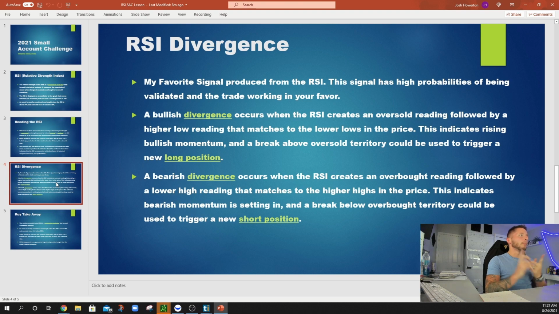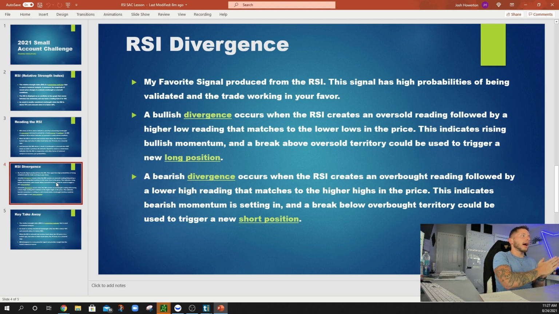So we have bullish divergence and we have bearish divergence. So a bullish divergence occurs when the RSI creates an oversold reading followed by a higher low reading that matches the lower lows on the price. And I'm going to give you guys a visual representation of this. So again, this is just the definition, something to write down. So bullish divergence occurs when the RSI creates an oversold reading followed by a higher low reading, but the chart is making lower lows.